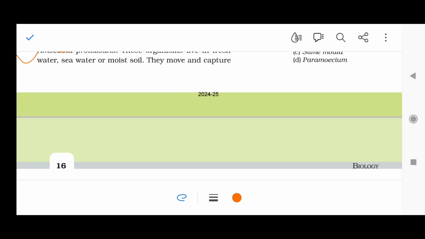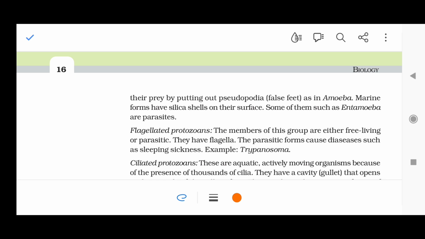They move and capture their prey by putting out pseudopodia, that is also called false feet, as in amoeba. So when an amoeba has to capture its food, it forms pseudopodia, that is also called false feet, and with the help of pseudopodia they capture their food.